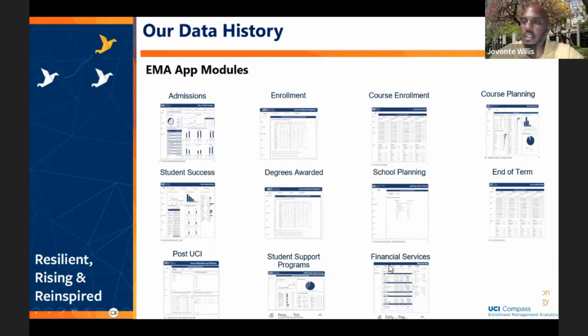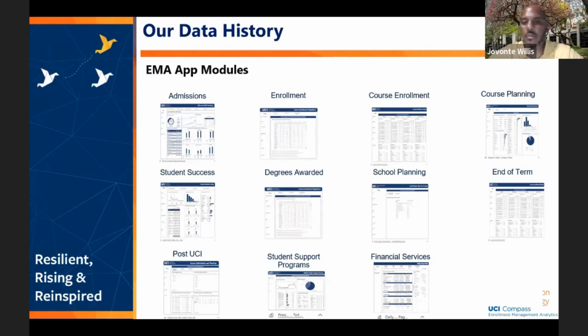Our next section is our end of term section, which allows people to see the academic standings for students at the end of term, see who's eligible to go on academic probation, and see what students are off track from graduating on time. And then we move to our post-UCI, which tracks what happens to a student after they leave UCI: what grad schools do they go to, what careers do they go into, what salaries do they have once they leave here, anything that deals with a student after they leave UCI.